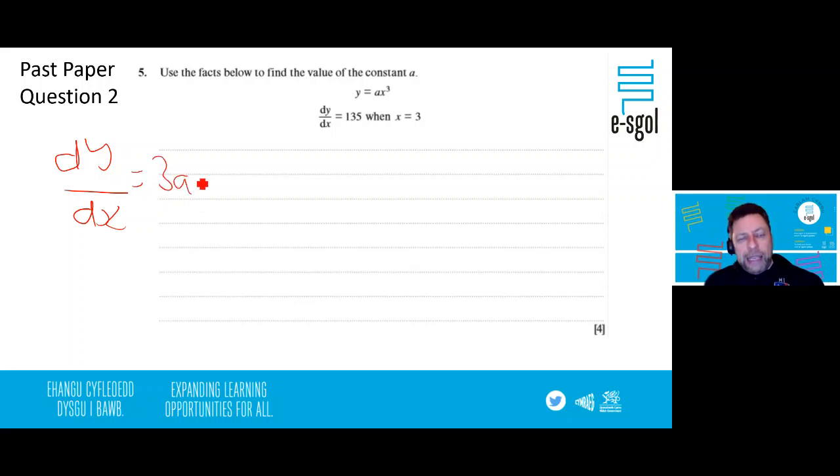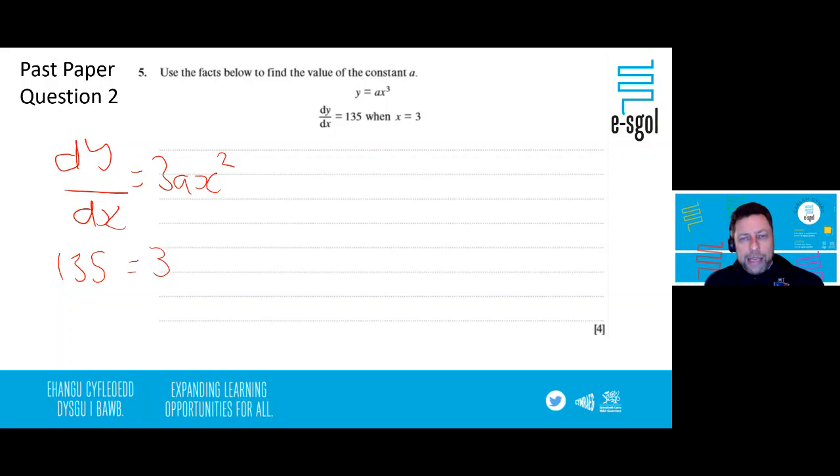So 3ax, the power still decreases by 1. So if you decrease 3, it goes down to 2. And here it says dy/dx equals 135. So next line, I'd write 135 equals 3.